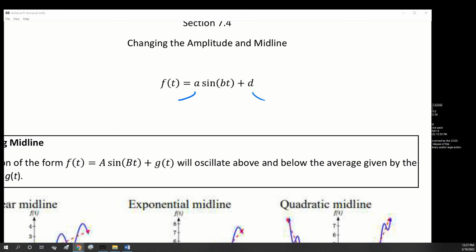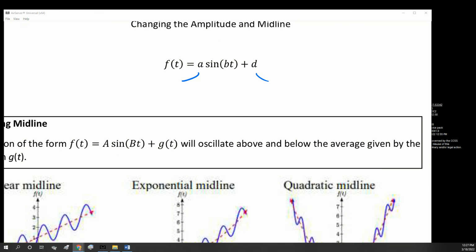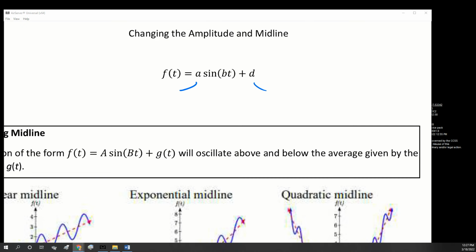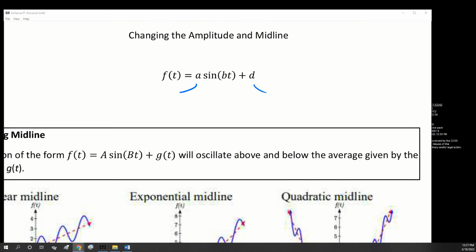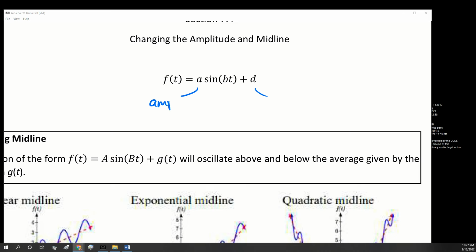But going back to just graphing a regular sine graph or cosine graph, this A, is that going to be an amplitude or is that going to be a midline? The A. A is the amplitude. And D is the midline.